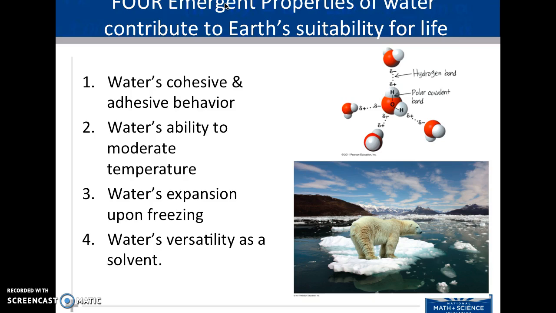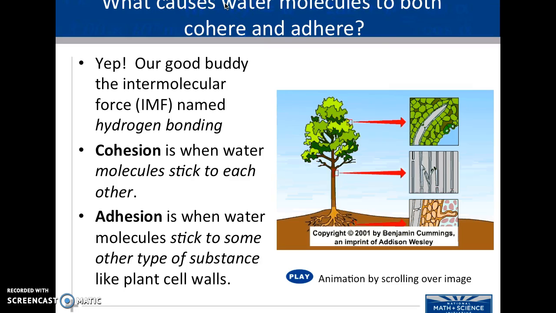We see cohesive and adhesive behavior. Water adheres to itself as well as anything else that is polar. Water's ability to moderate temperature, so it takes a long time for water to boil because it can basically collect a lot of energy. It can be what we call a heat sink. Basically, we can keep applying heat and it will absorb it and not change its properties. Water also expands upon freezing, and it is a solvent, which means it dissolves many substances.